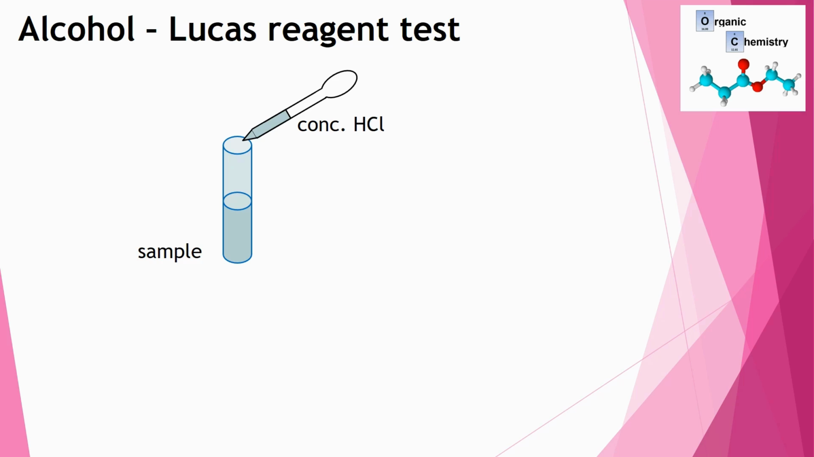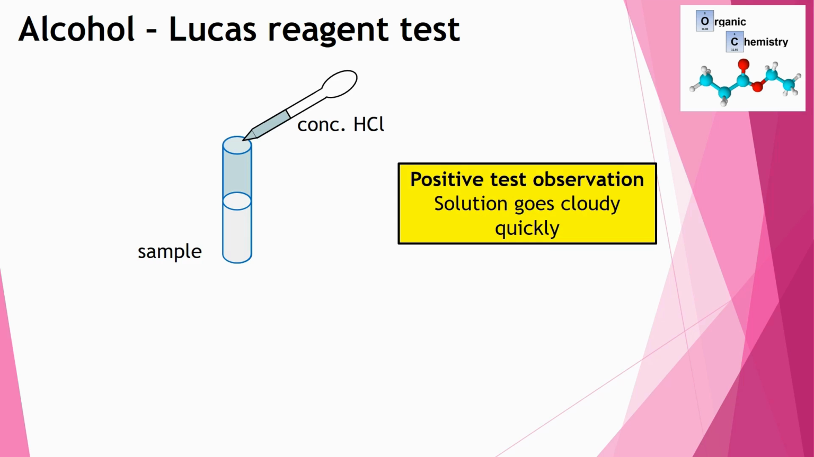Lucas reagent in the pure sense is concentrated hydrochloric acid with anhydrous zinc chloride added to it, but it will work with just concentrated hydrochloric acid. We add that and we shake the sample. Now, if it goes cloudy, either immediately or if it takes 5 to 10 minutes, that is a positive test. But we have two types of positive test.